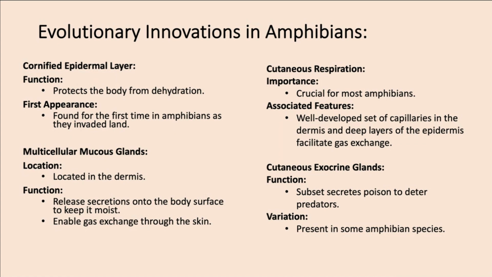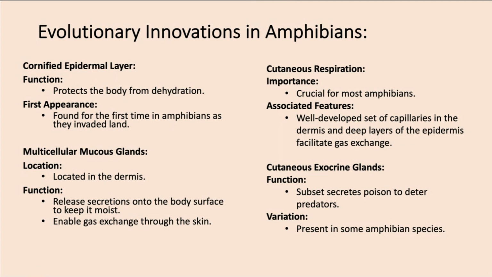Now, they also have multicellular glands, as we mentioned. Some of these glands can release poisons, or venom, in order for them to protect themselves. And then some of these glands produce things like water onto the surface so that they can keep their body surface moist, and to allow that gas exchange to happen through their skin. And these multicellular glands can be found in their dermal layer. Okay, and so we mentioned that they've got cutaneous respiration. So cutaneous just means the skin.